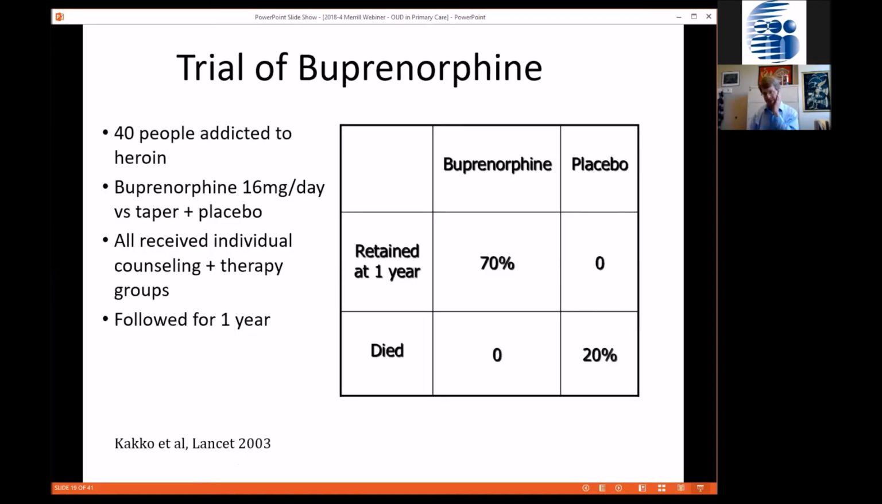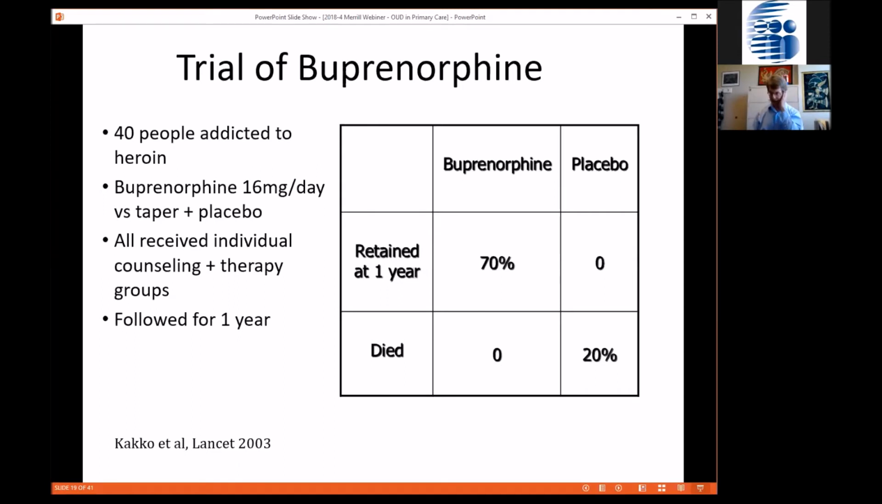Here's a trial of buprenorphine from 2003. They had 40 people in the trial who were addicted to heroin. They randomized them to buprenorphine once a day versus a buprenorphine taper with a placebo attached to that taper. Everybody got counseling and therapy groups, and they were followed for a year.